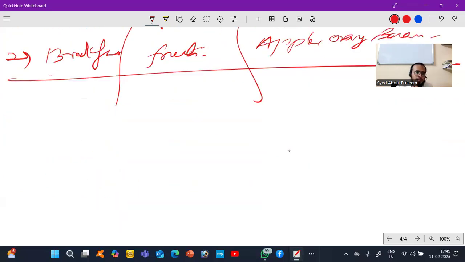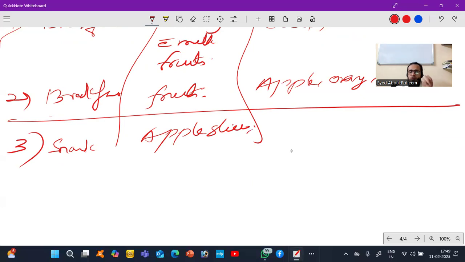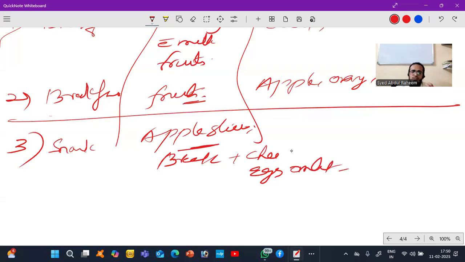And mid morning snacks. You can prepare the snacks for the children. Especially one day you can advise apple slices. If you give orange on that day, second day you can give snacks, apple or bread plus anything, cheese or egg omelette. This is a good idea.